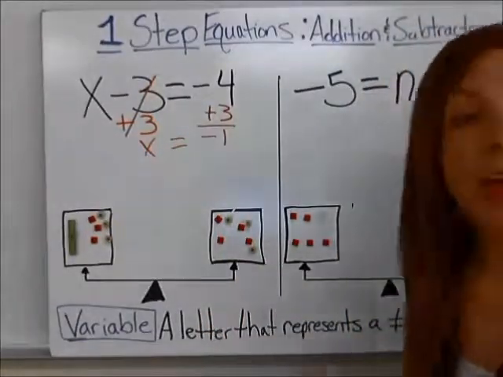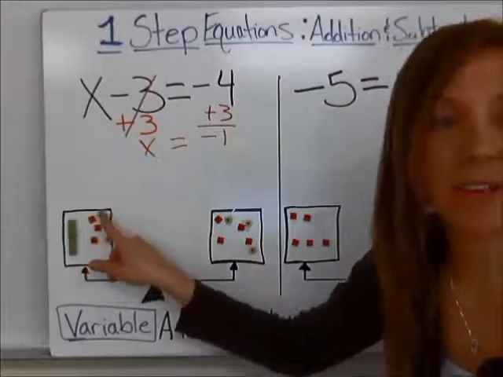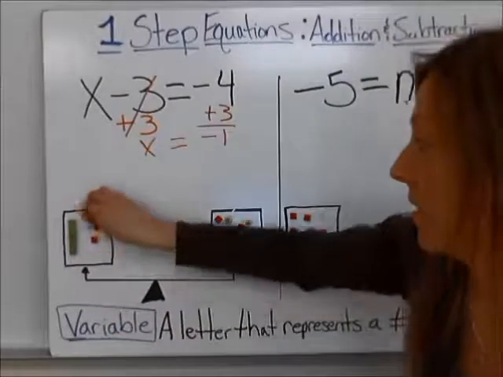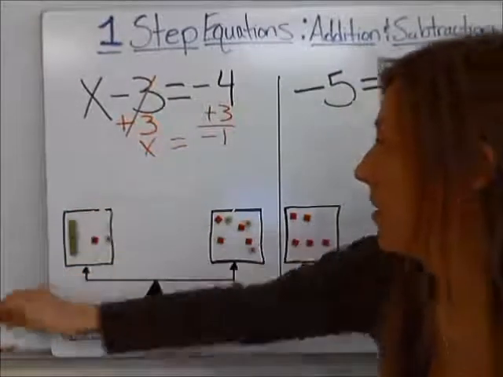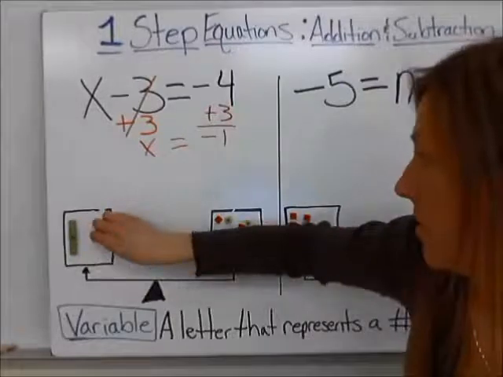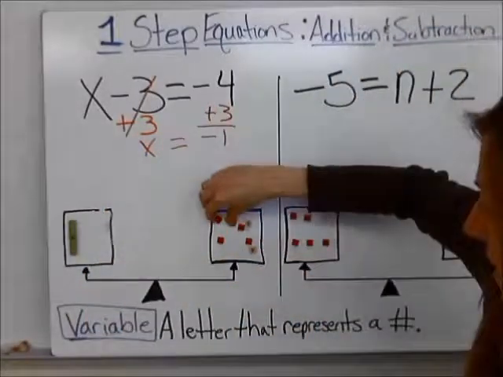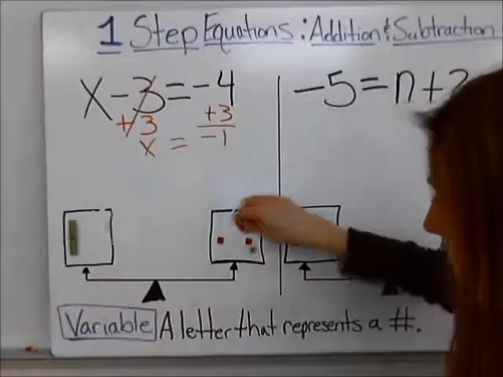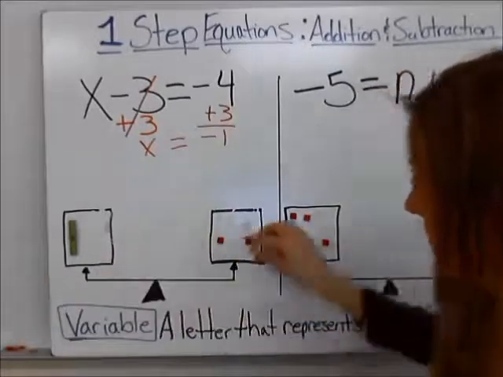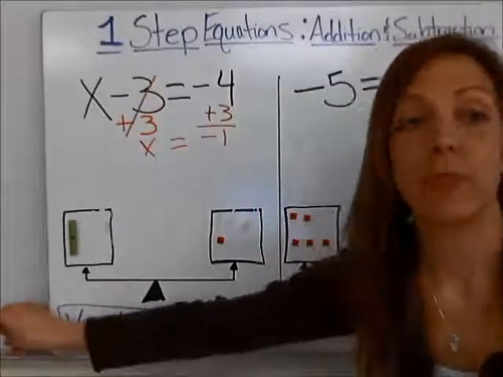All right. When I add 3 to this side and this side, what happens is a negative and a positive get together and they cancel out. So I'm just left with X. And on this side, this positive and this negative are going to cancel each other out. And so I'm just left with negative 1.